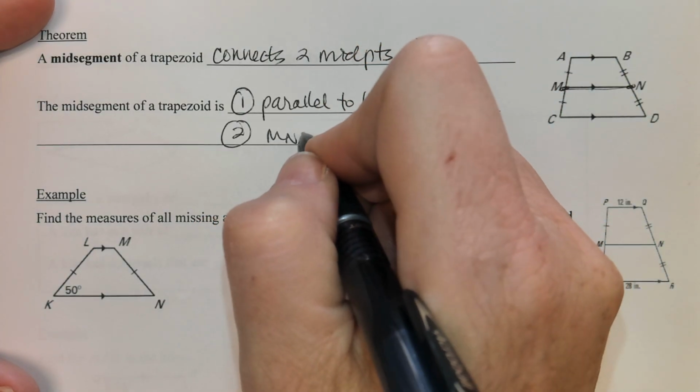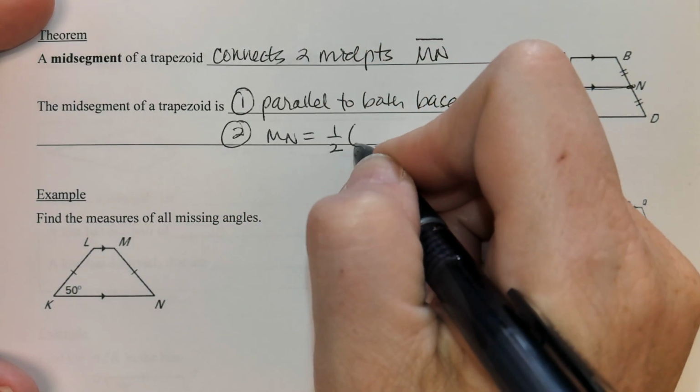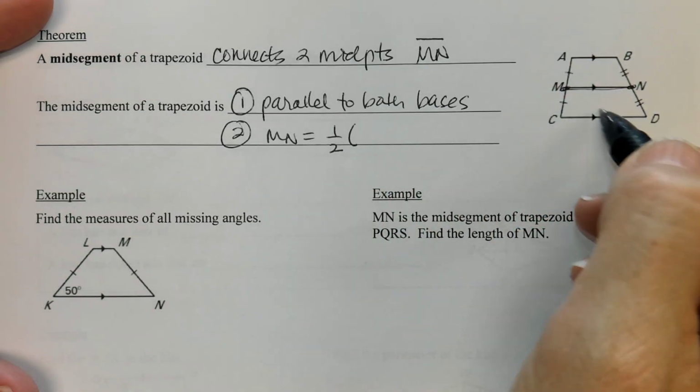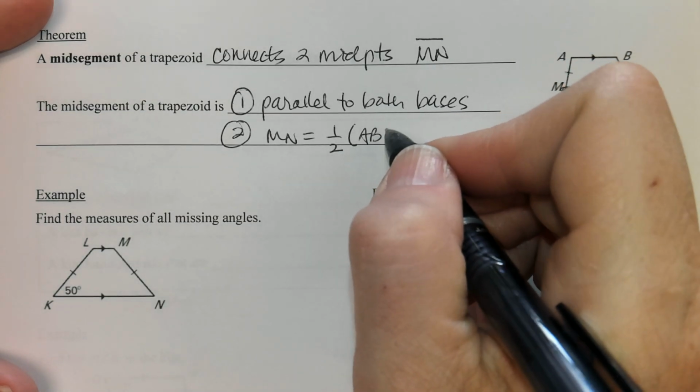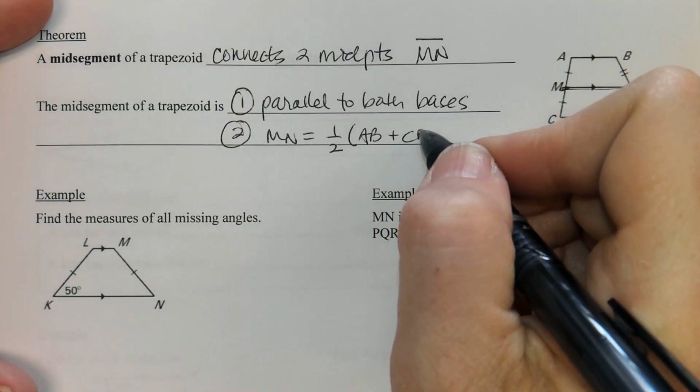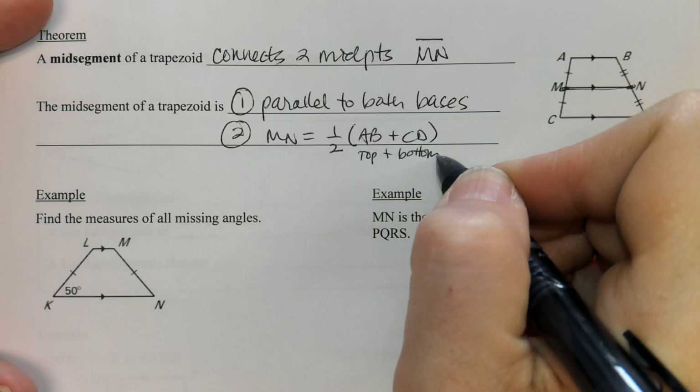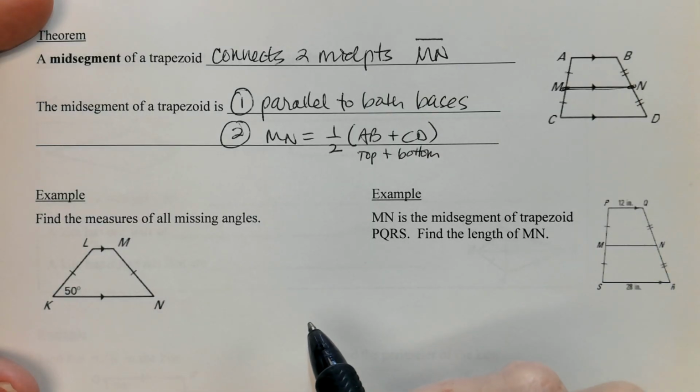So the mid-segment is equal to half the base plus the base. So AB plus CD, top plus bottom, cut in half equals your middle.